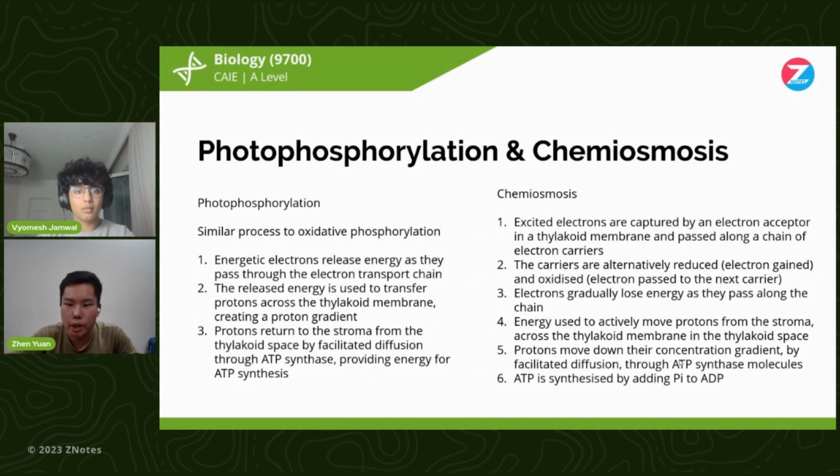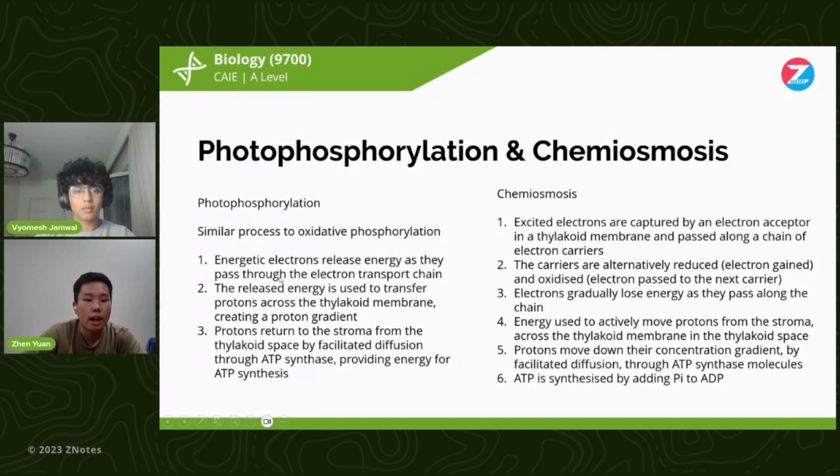Photophosphorylation and chemiosmosis. As I said previously, photophosphorylation is a similar process to oxidative phosphorylation. So what are the main points again? Well, it's kind of like a repeat. So it's actually quite a good revision for your chapter 12 as well, respiration, because in respiration we talked about oxidative phosphorylation, and now we'll be talking about photophosphorylation.